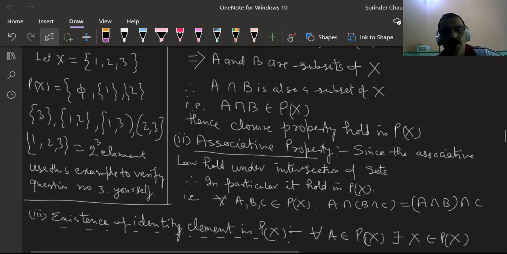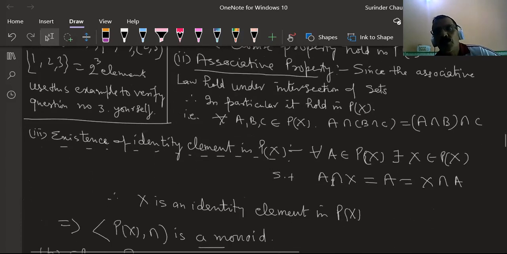Now, existence of the identity element in Px. For all A belongs to Px, there exists X belongs to Px such that A intersection X is equal to A is equal to X intersection A. If you take any set of Px, and X also belongs to Px, X intersection A is A, and A intersection X is again A, which implies X is the identity element of Px. Hence, the algebraic system Px with binary operation intersection forms a monoid.